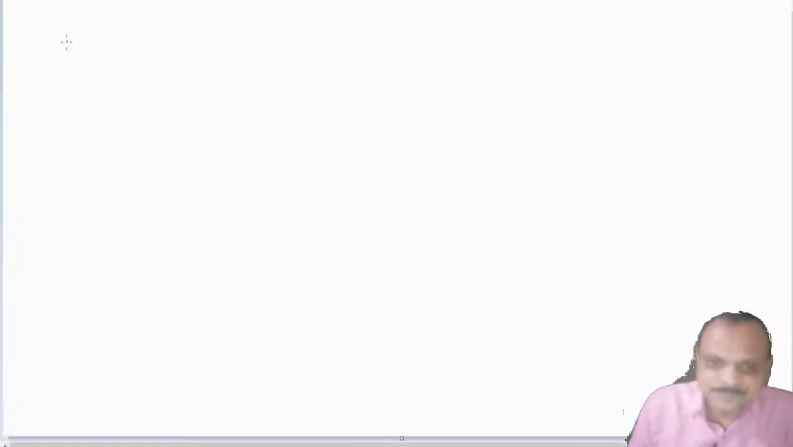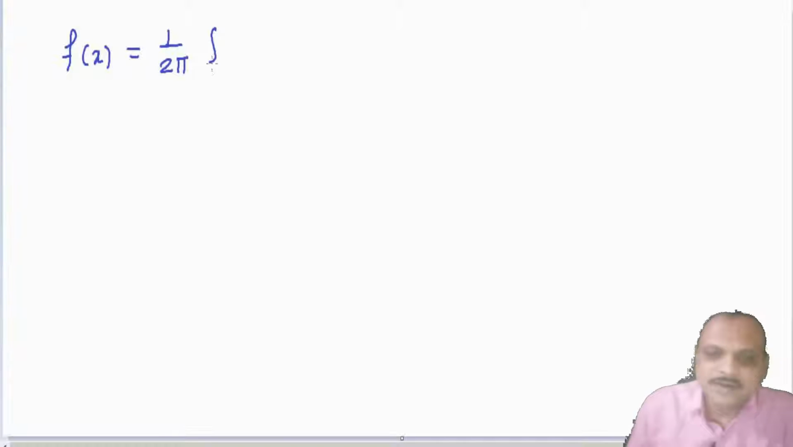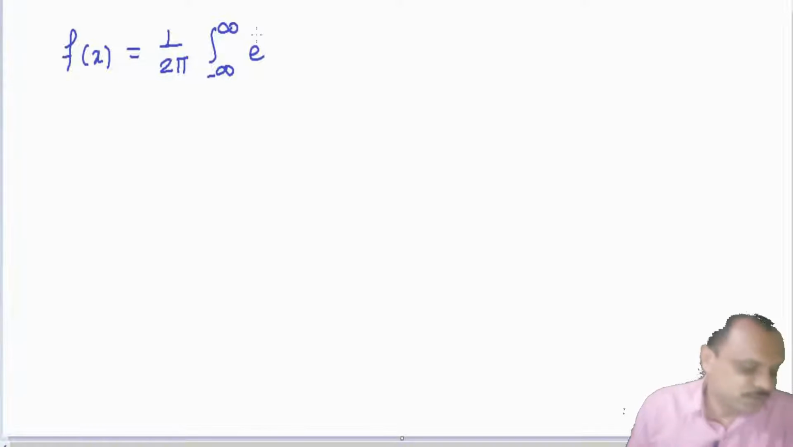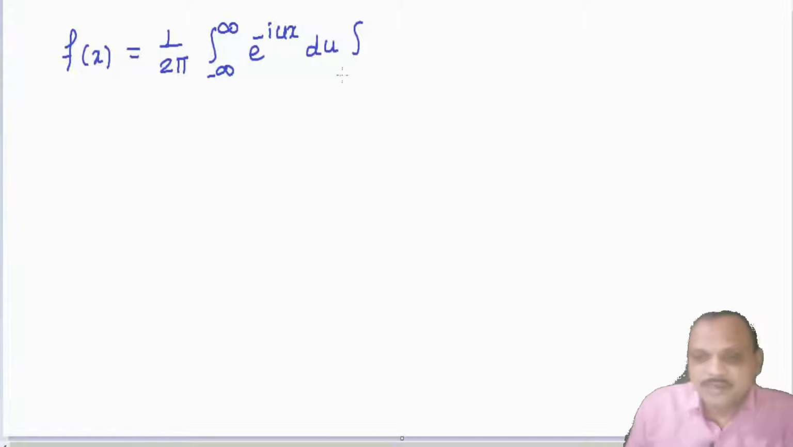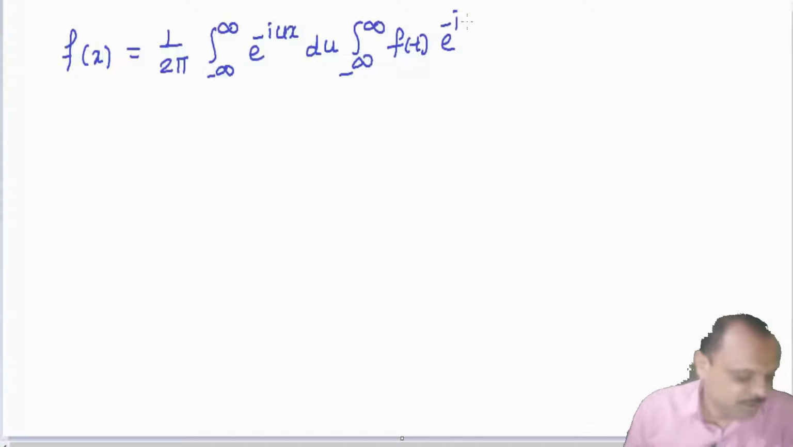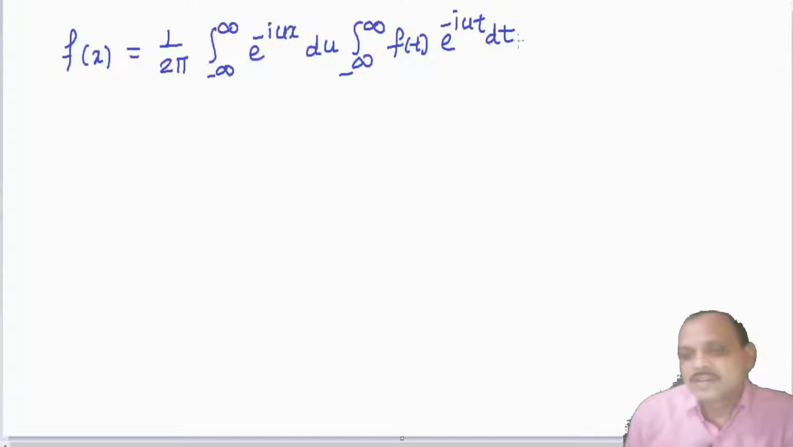f of x equal to 1 divided by 2 pi integration minus infinity to plus infinity e raised to minus i u x into du, integration minus infinity to plus infinity f of t e raised to minus i u t into dt. This is the definition of Fourier complex integral.